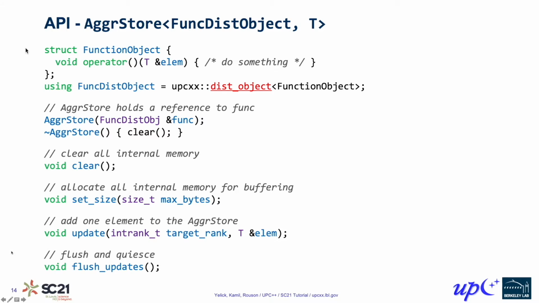This slide shows the API for the aggregating stores data structure. I won't read through it, but it has methods to set the local buffer size, add an element, and force any partially full buffers to be communicated. Obviously, aggregation will delay the individual updates, but because this hash table is used in separate build and access phases, this is not a problem in the MetaHipMer application.